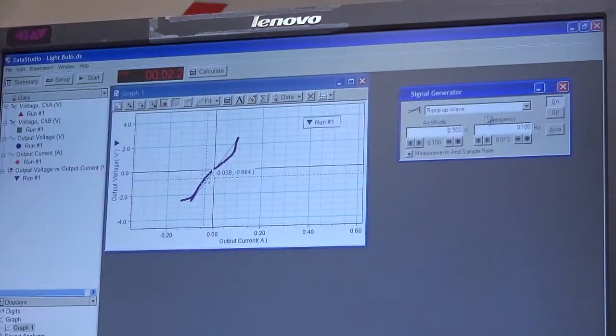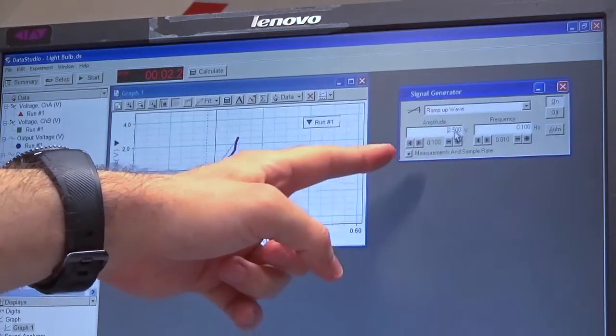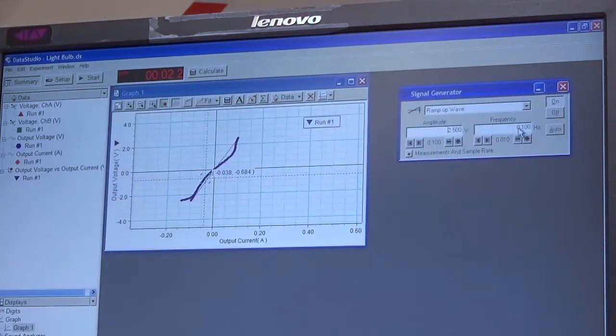So over here, if we have a look, as we can see, we have a certain amplitude of 2.5 volts being applied at a certain frequency of 0.1 hertz, which is a very minimal frequency. It's not a frequency high enough to apply the voltage at a steady rate, in order for the temperature of that filament to increase and reach its maximum operating temperature.